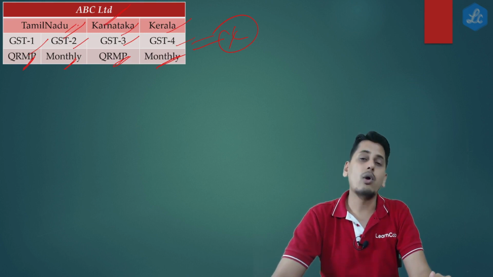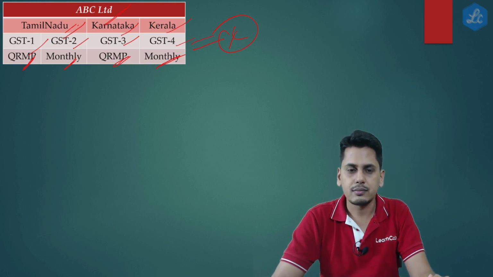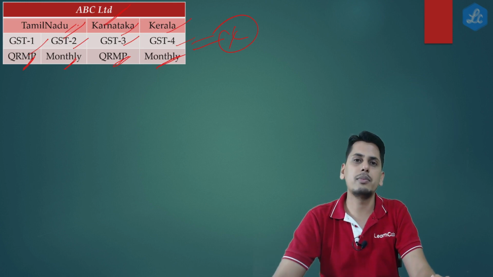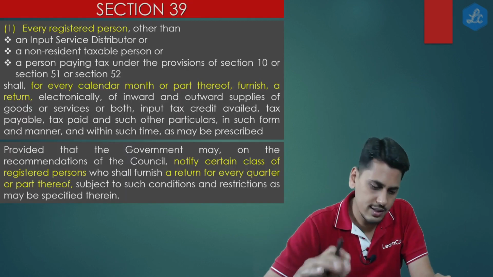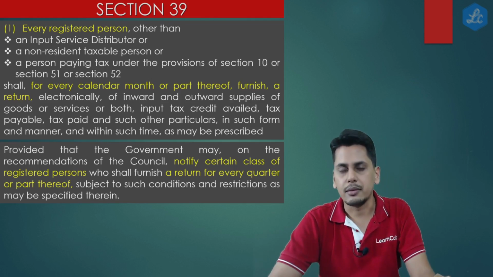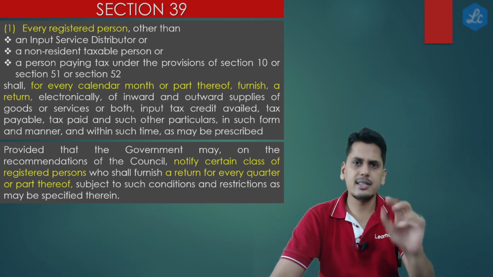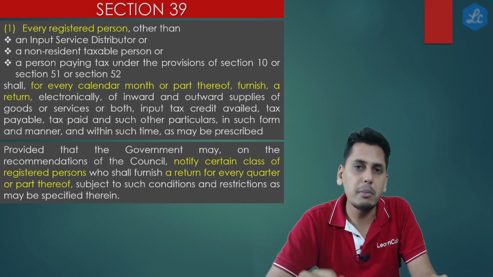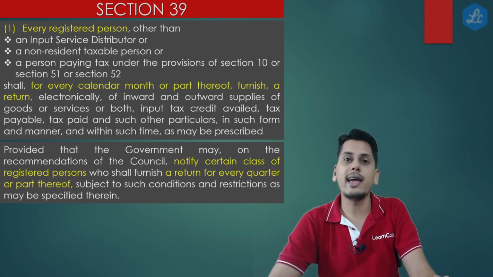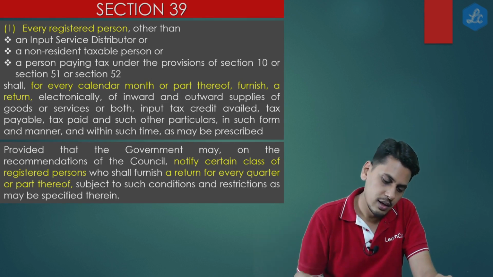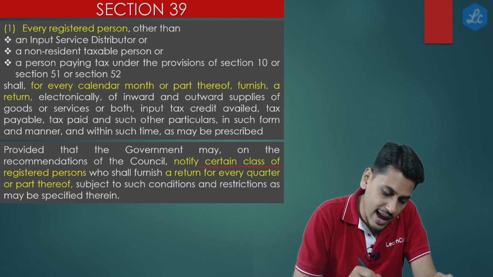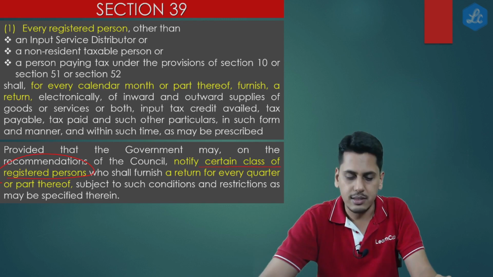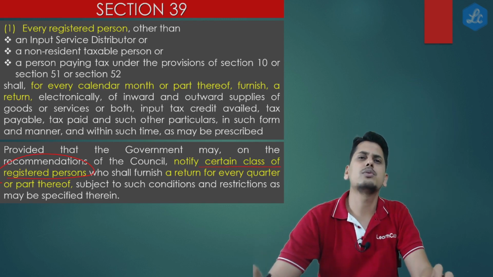But friends, what about QRMP scheme? Can I choose QRMP scheme GST number wise? Let's have a look. What does the law say? Section 39 says that every registered person needs to file a return on a monthly basis. The proviso to section 39 subsection 1 tells you the government may, on the recommendations of the council, notify certain class of registered persons. A return needs to be filed every quarter.